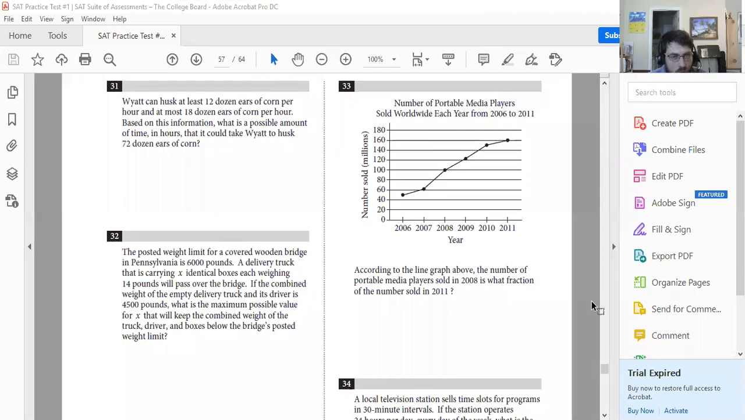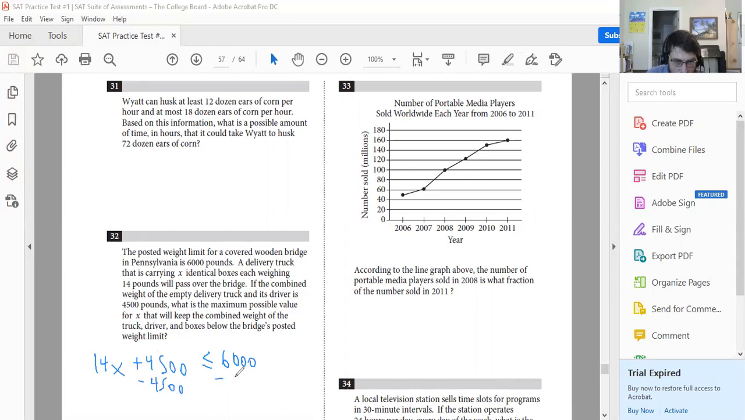(32). The posted weight limit for a covered wooden bridge in Pennsylvania is 6,000 pounds. A delivery truck that is carrying X identical boxes, each weighing 14 pounds, will pass over the bridge. It has to be less than 6,000 pounds. If the combined weight of the empty truck and its driver is 4,500 pounds, what is the maximum possible value for X? That will keep the combined weight of the truck, driver, and boxes below the bridge's posted weight.